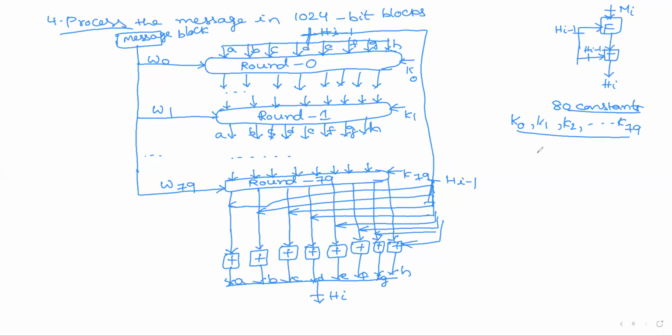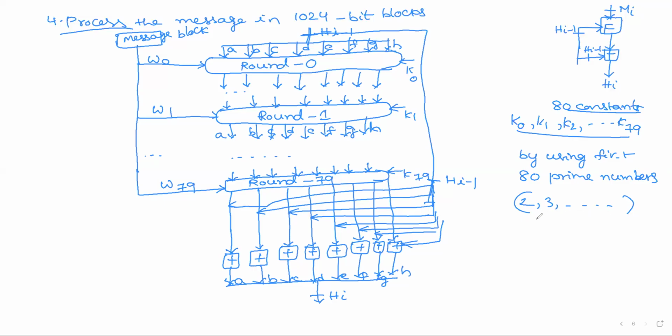So how do we generate these 80 constants? The 80 constants are generated by using the first 80 prime numbers. First 80 prime numbers we use, starting from 2, 3 up to the 80th prime number.